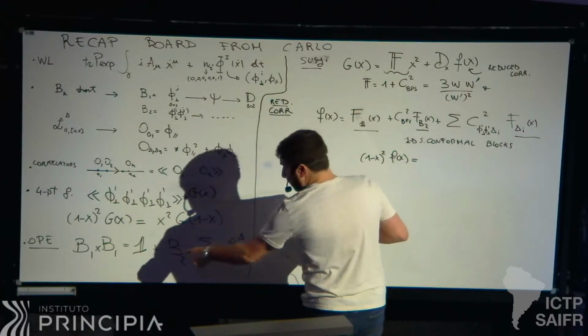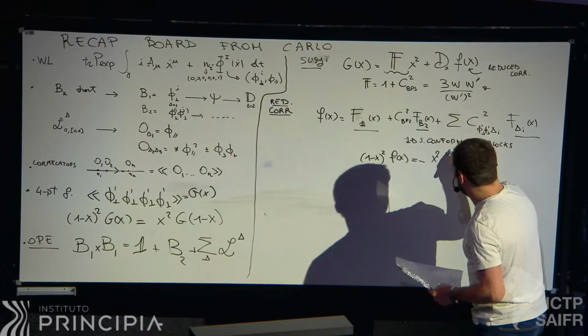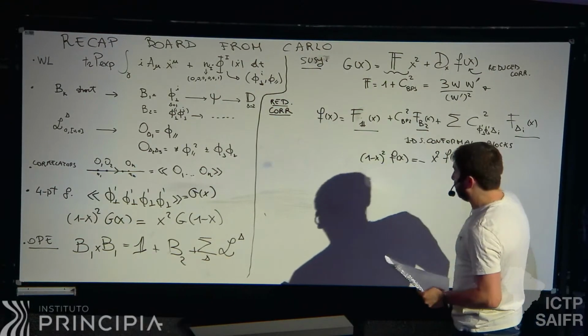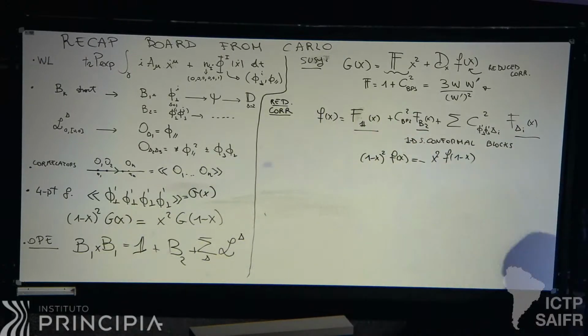Because instead of being equal to this blah, blah, blah, it is equal to minus itself. So simple as that. Okay. Also, this is the recap of everything that Carlo was saying that we will use during the lectures.